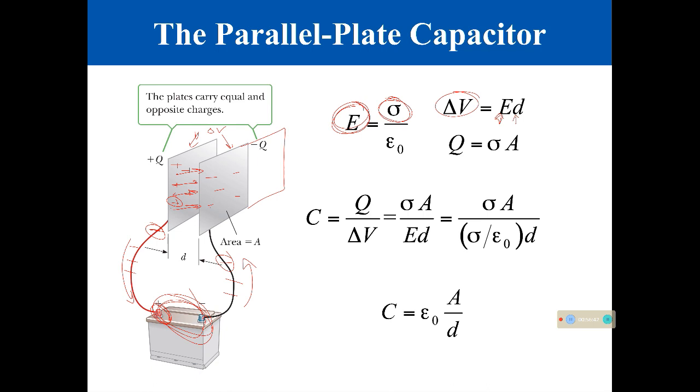How do you make a bigger capacitor? You have two ways. What are they? You make them closer, and you make them bigger. Now, what's the problem, though? So this will give us more capacitance. But what is the problem with getting two plates too close together?